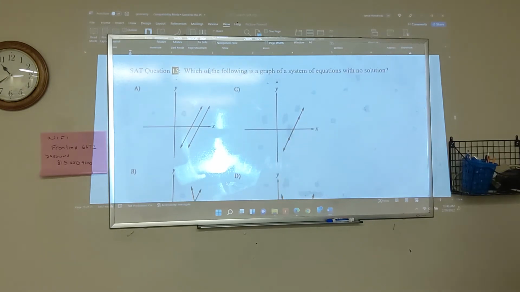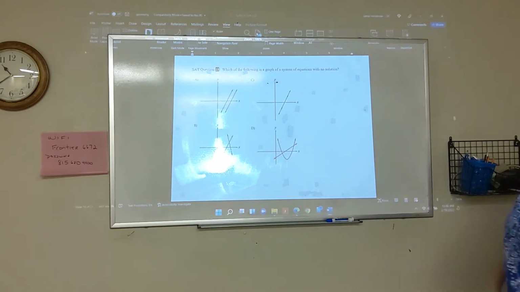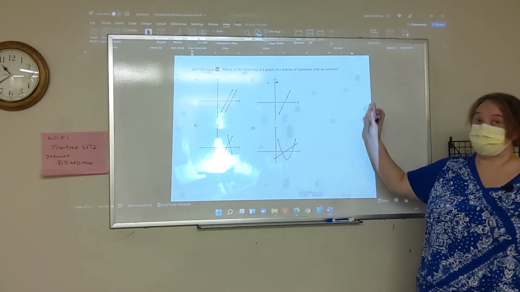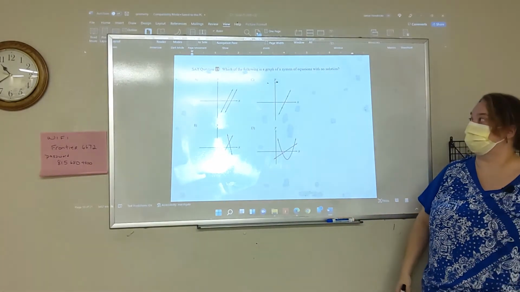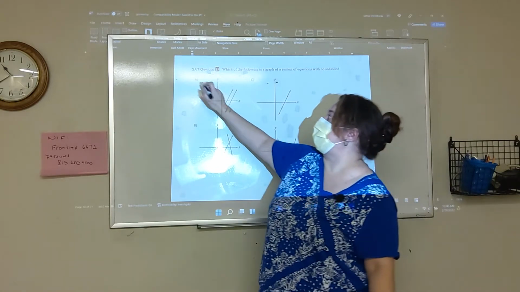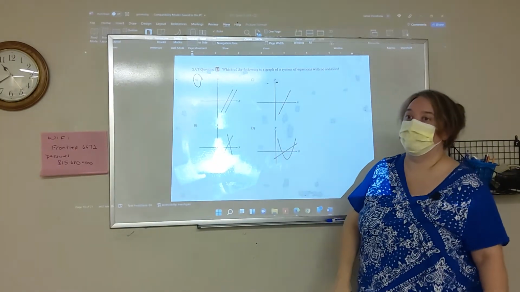Should not have zoomed. Yeah, it didn't matter. Okay, number 15. Which of the following is a graph of the system of equations with no solution? No solution means no intersections. So the one with no intersections is A. Those are parallel lines.